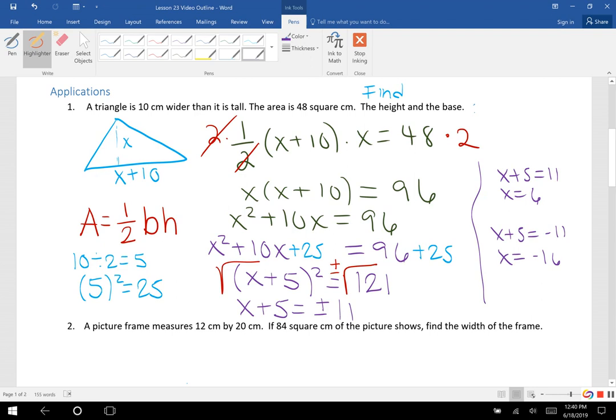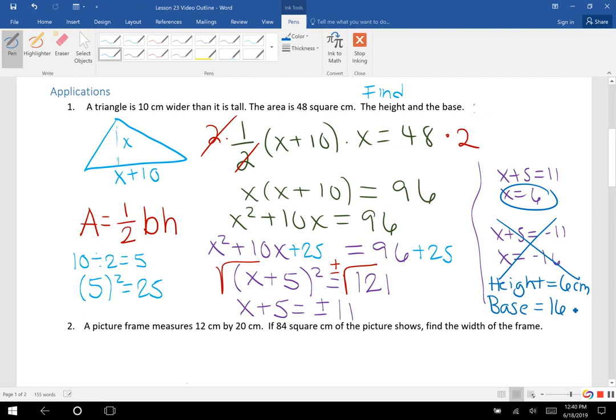Now, it doesn't make sense to have a negative answer when you're talking about a triangle and its dimensions. Only the positive answer makes sense here. So back to my picture, we said the height was x. So it looks like the height would be 6 centimeters. And the base should be 10 plus 6, or 16 centimeters. And there's my final answer.